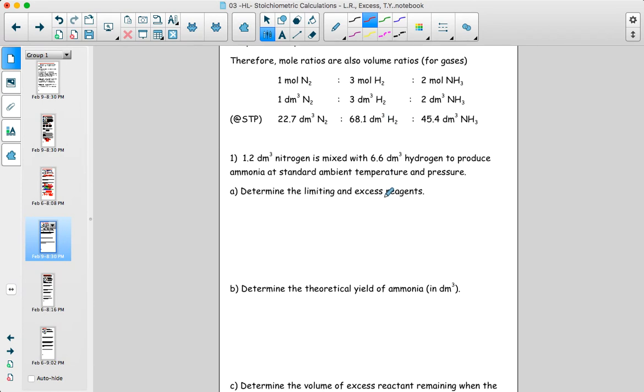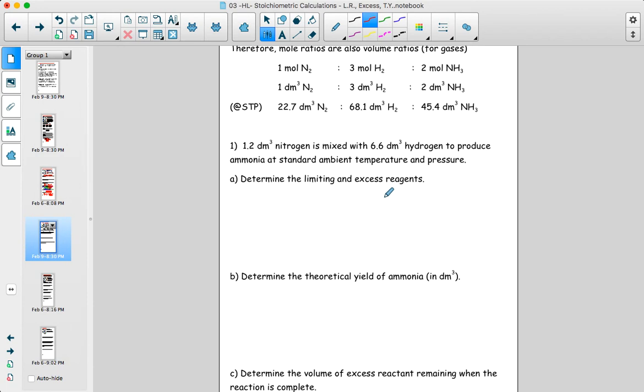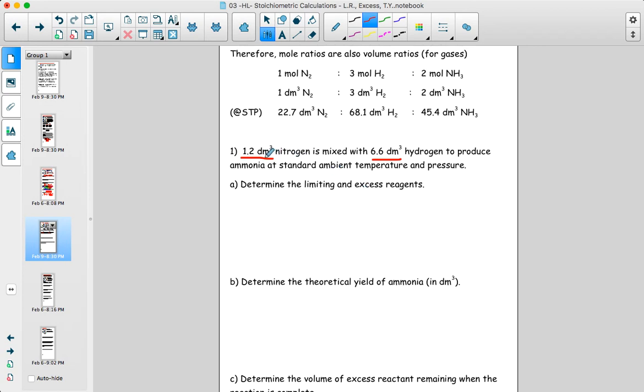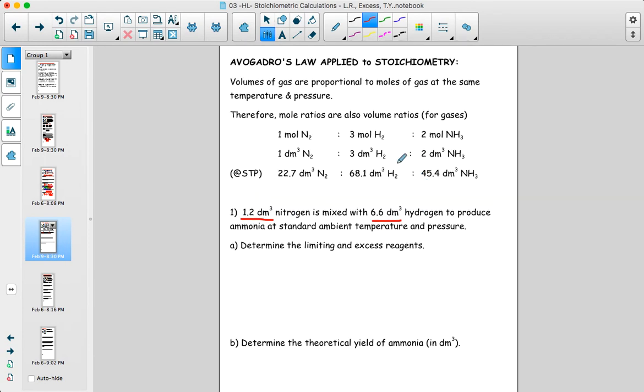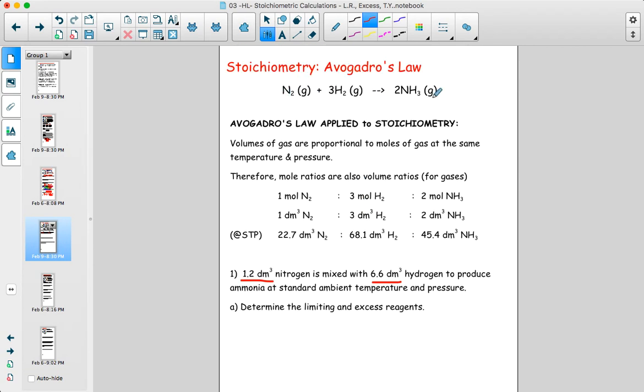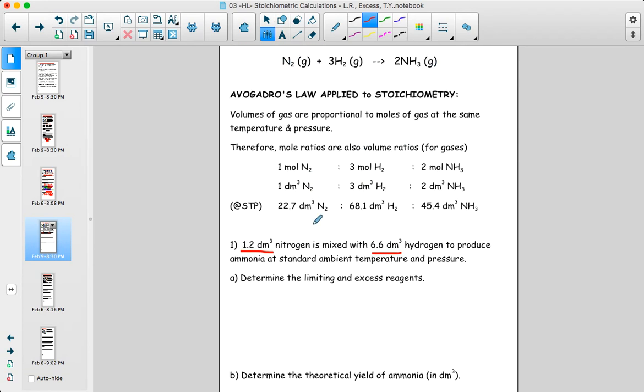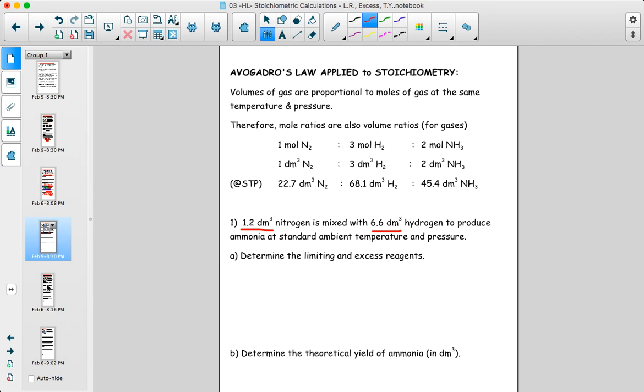So occasionally you'll get questions on the IB exam. It seems to be especially common on paper 1, where they give you amounts, and the amounts are always in dm cubed or cm cubed. And instead of having to actually do any PV equals nRT conversions, you can just treat these almost like they're mole amounts. Like if they said 1.2 moles nitrogen and 6.6 moles hydrogen, you would solve the question in the exact same way. You're just going to apply the mole ratio, because the mole ratio is also a volume ratio.